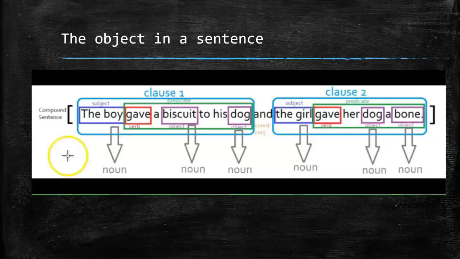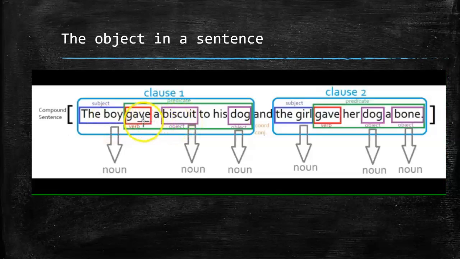Here is a practical example. Here we have a compound sentence: The boy gave a biscuit to his dog, and the girl gave her dog a bone. We know that the boy is a subject, gave is the verb, a biscuit to his dog is the rest of the predicate. Yes, we know that biscuit is a noun, dog is a noun. Now boy is also a noun, but boy is in front of the verb there, and it is the one doing the action, therefore it is the subject.